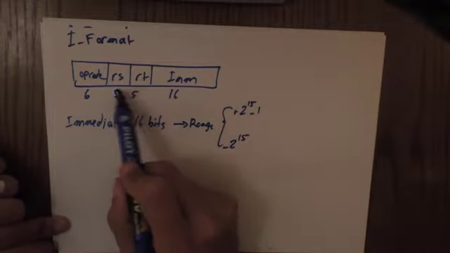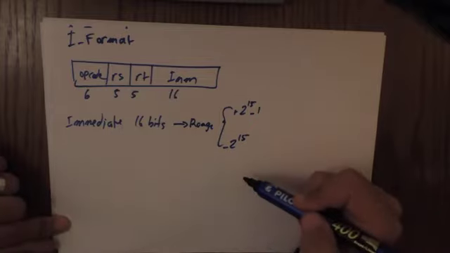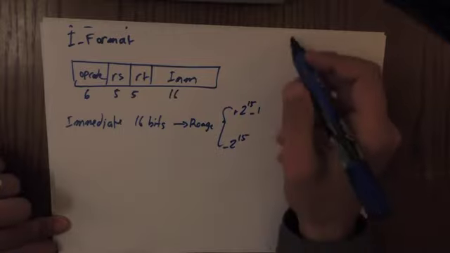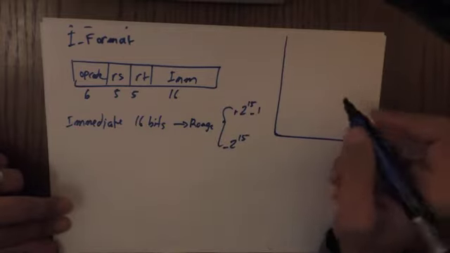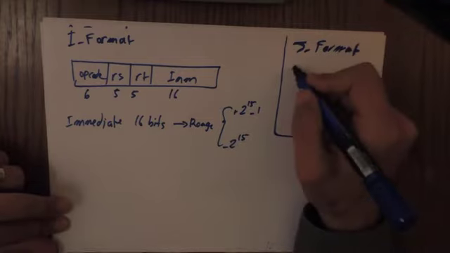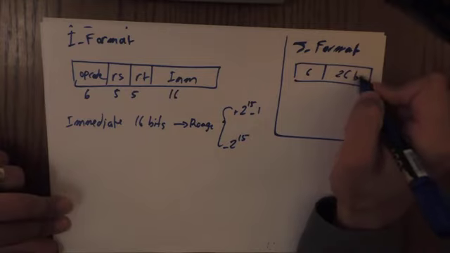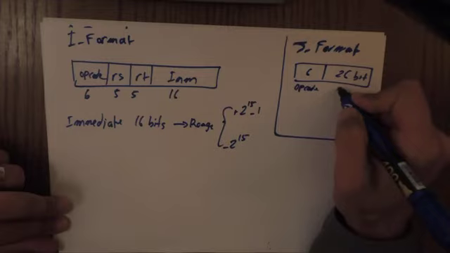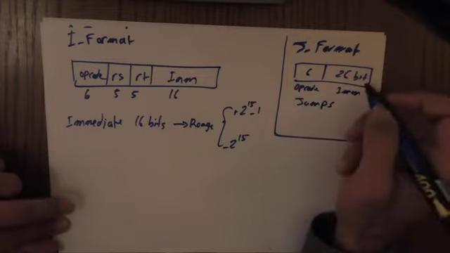So this is the I format. We can see it has only 2 registers and an immediate. The immediate is 16 bits, which gives us this range. There's also another form called the J format. With the J format, it has an opcode of 6 bits, and 26 bits for the immediate, used for jumps. We're going to talk about this later.